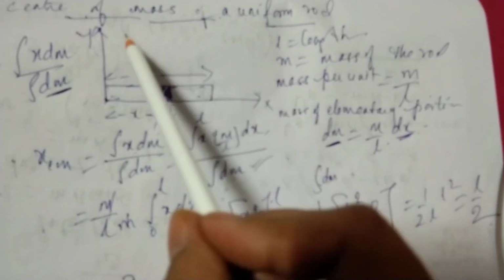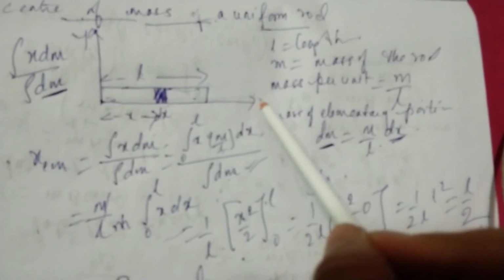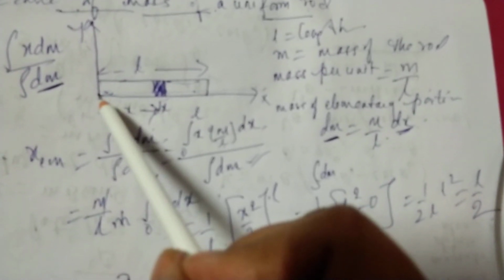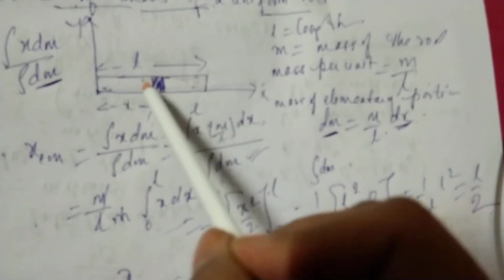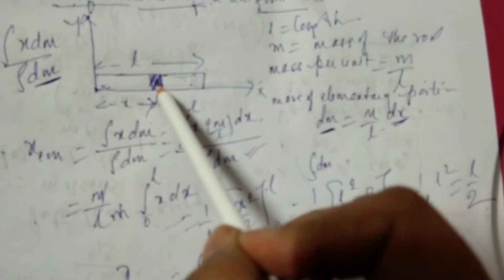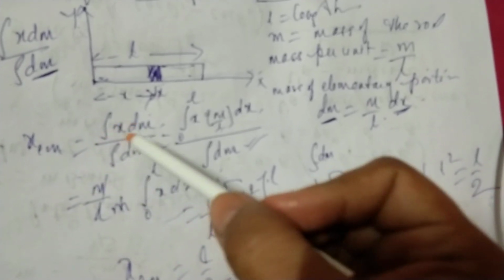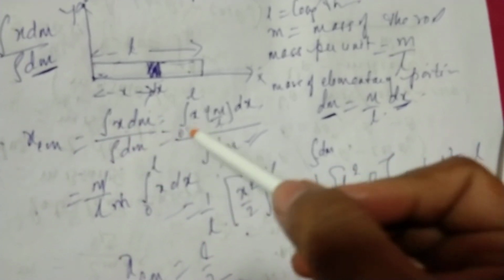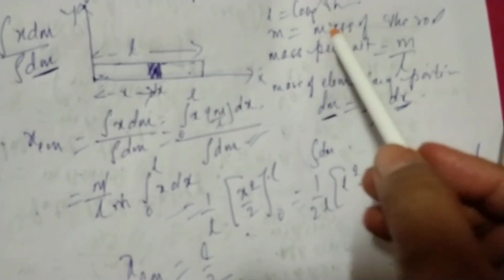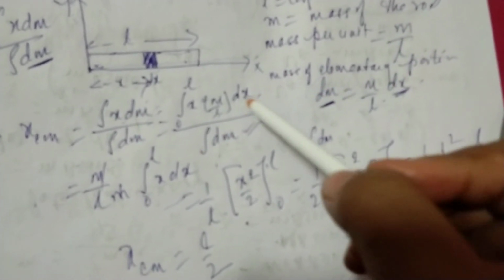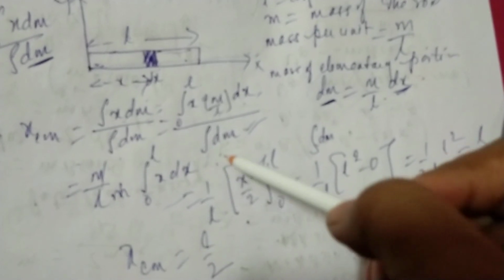We have considered this for the continuous body. We have taken the coordinates x, y. We have kept one end over here so that we can take the limits from 0 to L. We have taken a small elementary portion dx, and we tried to find the mass of this elementary portion with the formula x dm by integration of dm from 0 to L, and dm, mass per unit length, M by L. So for dm it is M by L into dx.